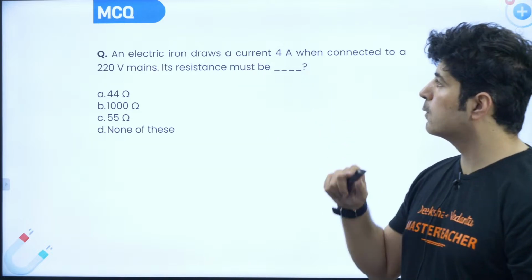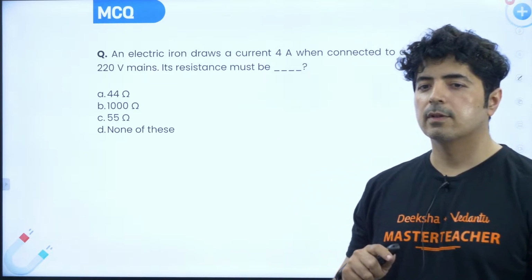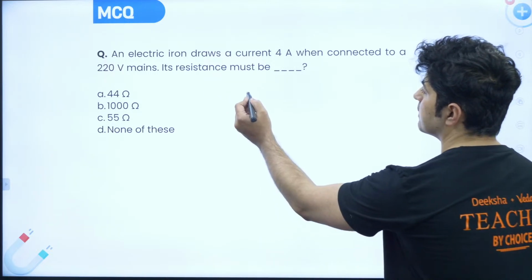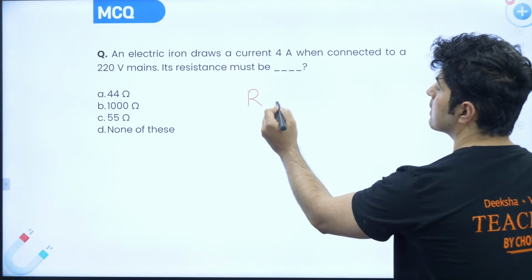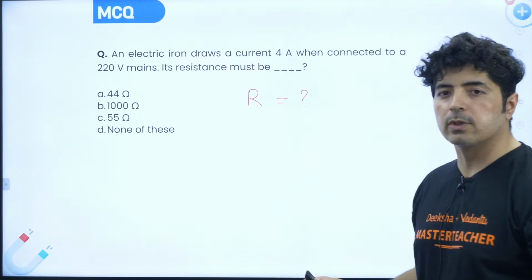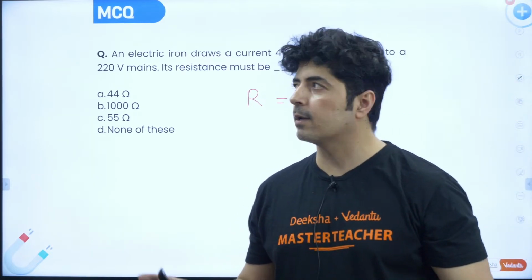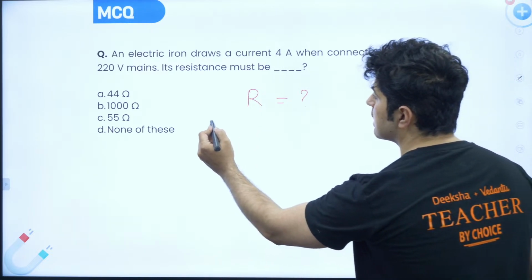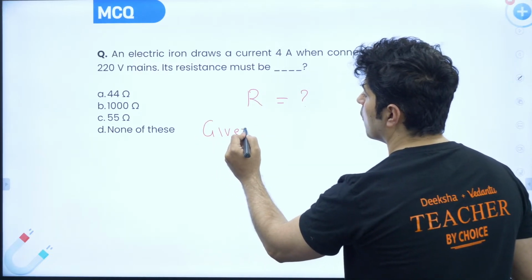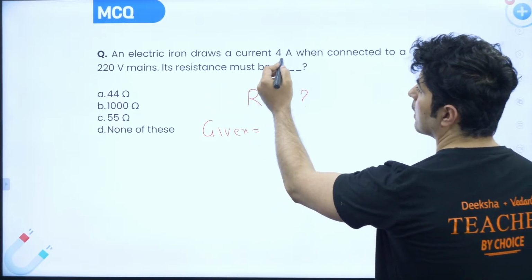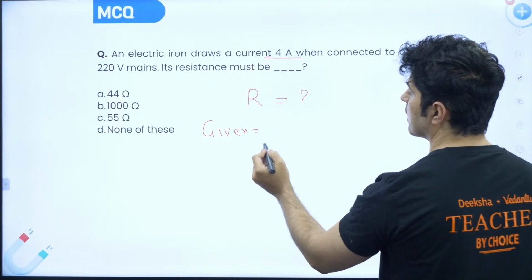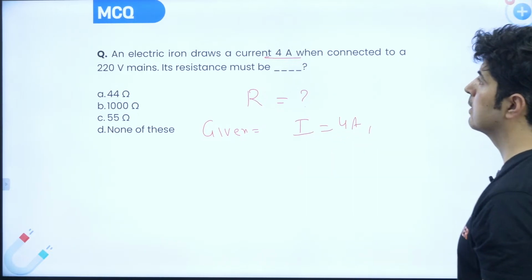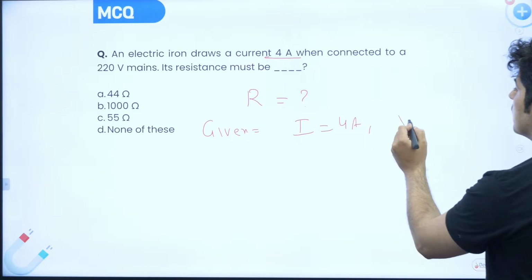What formula are we going to use here? If you see, the question asks us to find the resistance. This is how you should do the problem, guys. First, write what you have to find. Second, write what is given to you. Given to us is current, 4 ampere, and voltage, 220 volt.